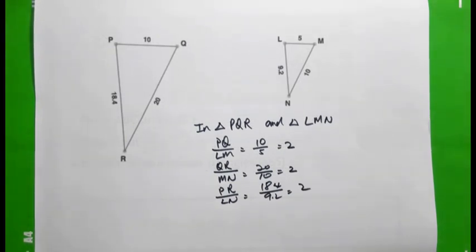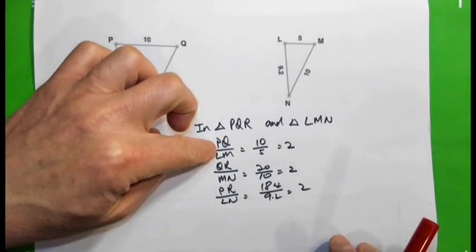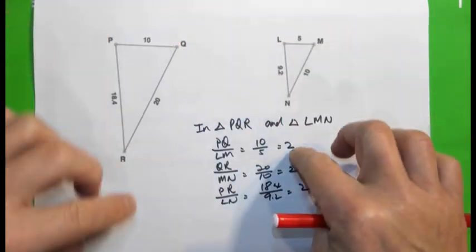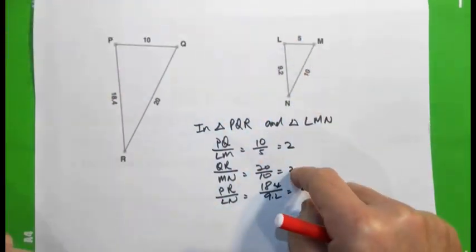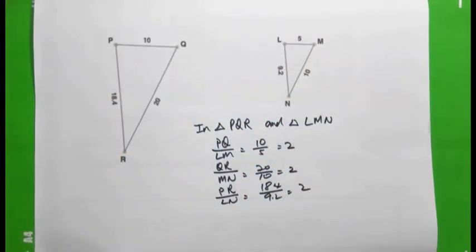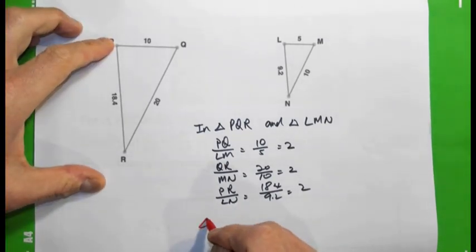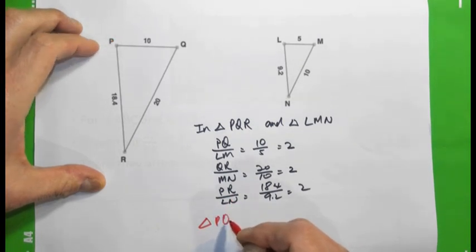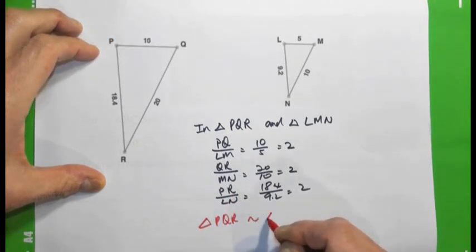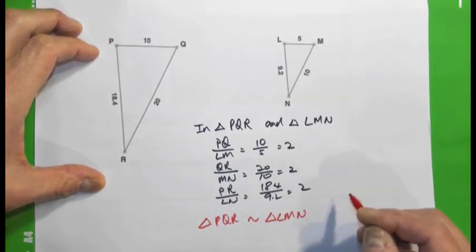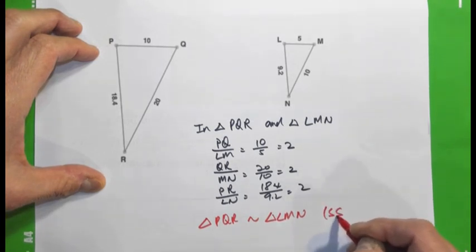Now, we know that this ratio is 2, that ratio is 2, that ratio is 2. Therefore, we can say that triangle PQR is similar to triangle LMN because of side, side, side.